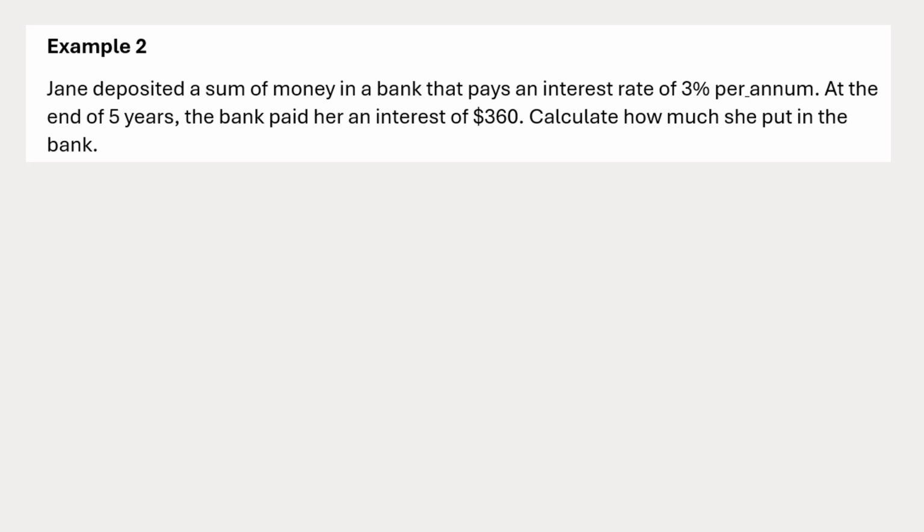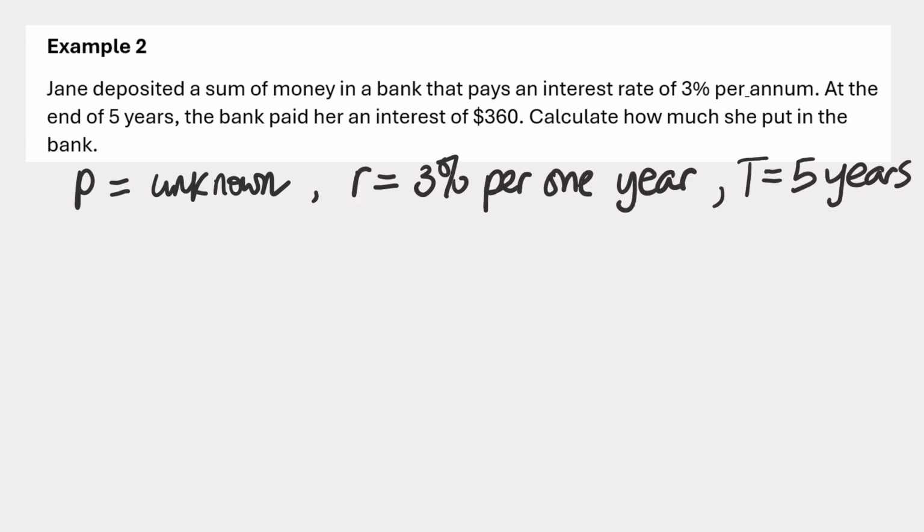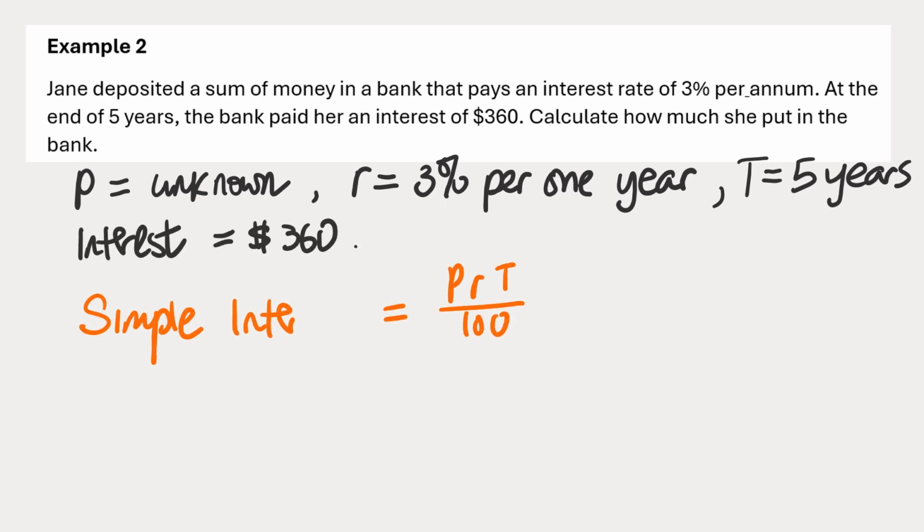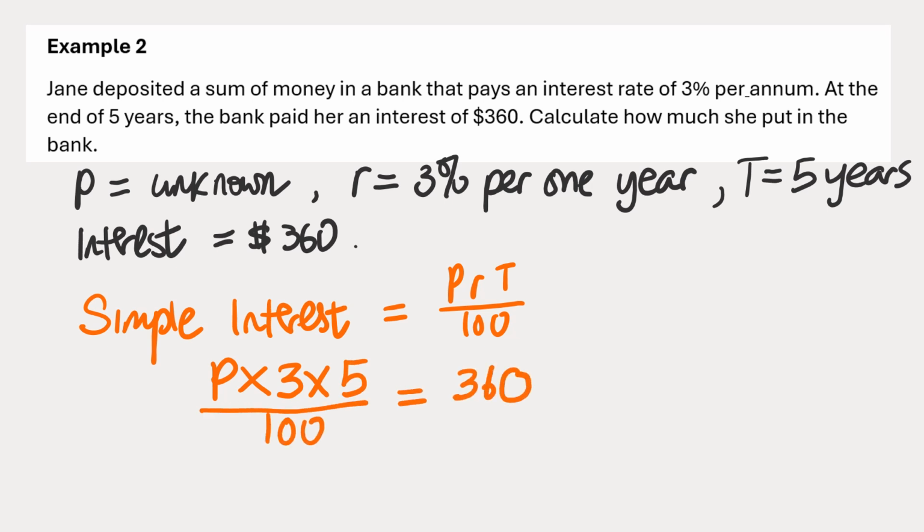So what is missing here is we need to calculate how much she put in the bank. That means we need to calculate the principal sum. So the value for principal sum is unknown. The rate is 3% per 1 year. T is 5 years. Next thing, write down the formula. We're going to substitute the value for simple interest to be 360. And we're going to leave P because we don't know the value for P. It's an unknown value, so we're going to leave it as P.